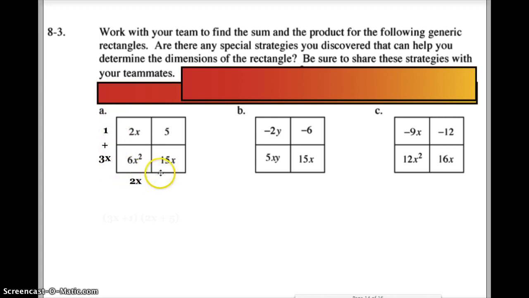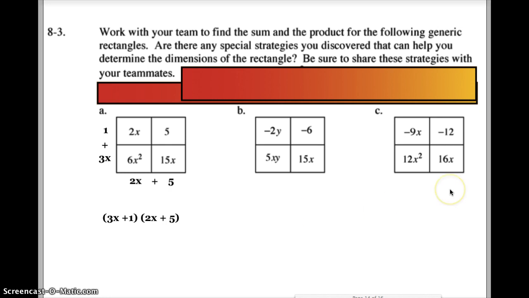Now to find this length right there, I'm going to look at this rectangle. I know that this dimension is 3x. I know my area of this rectangle is 15x. So I know that 3x times what is 15x? And the answer is going to be positive 5. So when I'm doing that, I know that has to be positive 5. So the dimensions, or if I want to write this as a product, I'm going to write 3x plus 1 times 2x plus 5. And that's what I did right there. So that's writing this rectangle as a product.